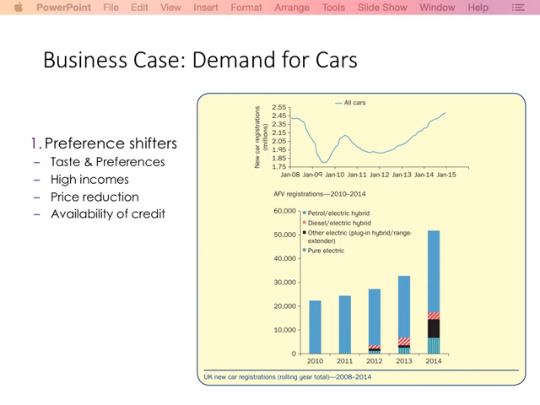And seeing this, obviously customers will tend to buy more of these. Most of the increase here is actually from this point here and a little bit from the petrol cars. So that's an example of preference shifters.